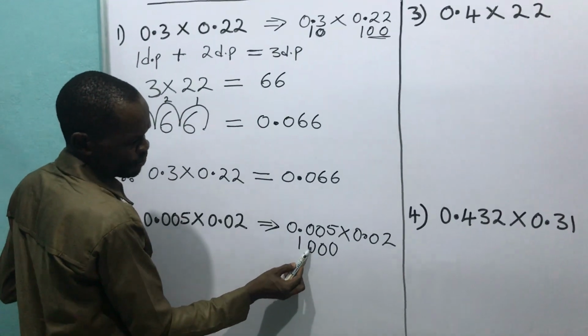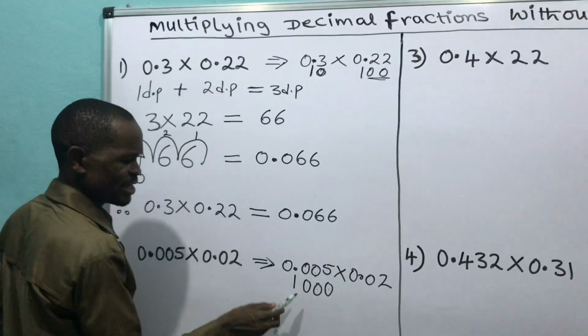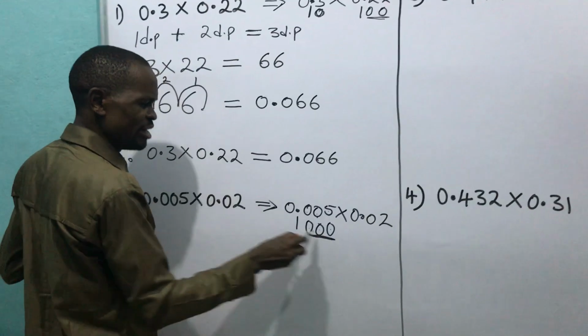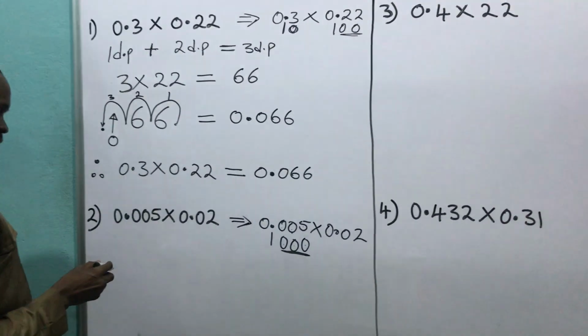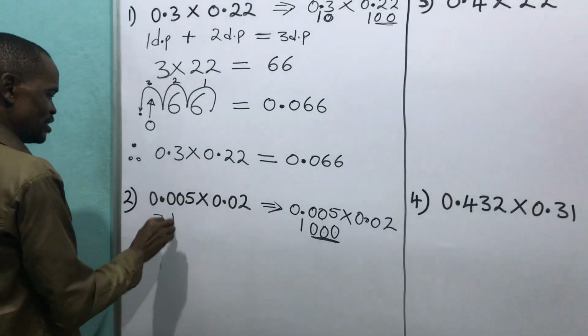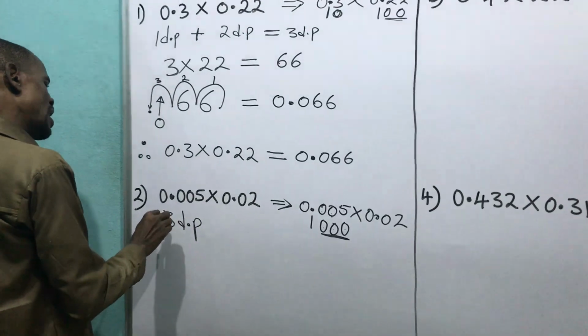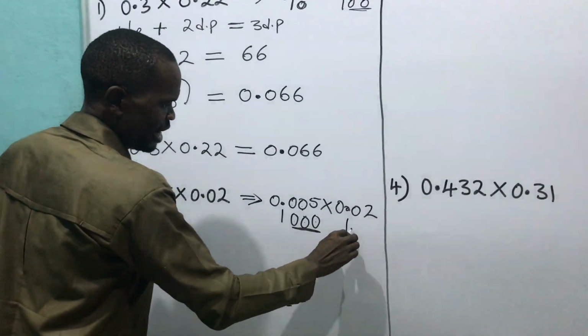I'm using 0 to represent this, 0 to represent this, and 0 to represent this. This means this is 3 0s, meaning that this is in 3 decimal places. I have 3 dp. Coming to this one, I will have 1 here, 0 for this, 0 again for this, and I have 2 0s.